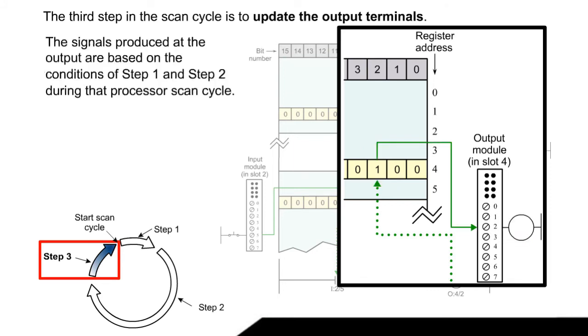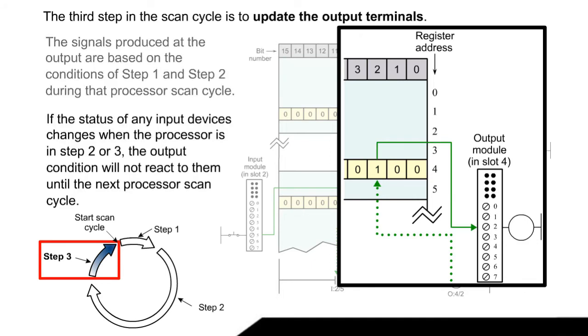The signals produced at the output are based on the conditions of step 1 and step 2 during that processor scan cycle. If the status of any input devices changes when the processor is in step 2 or 3, the output condition will not react to them until the next processor scan cycle.